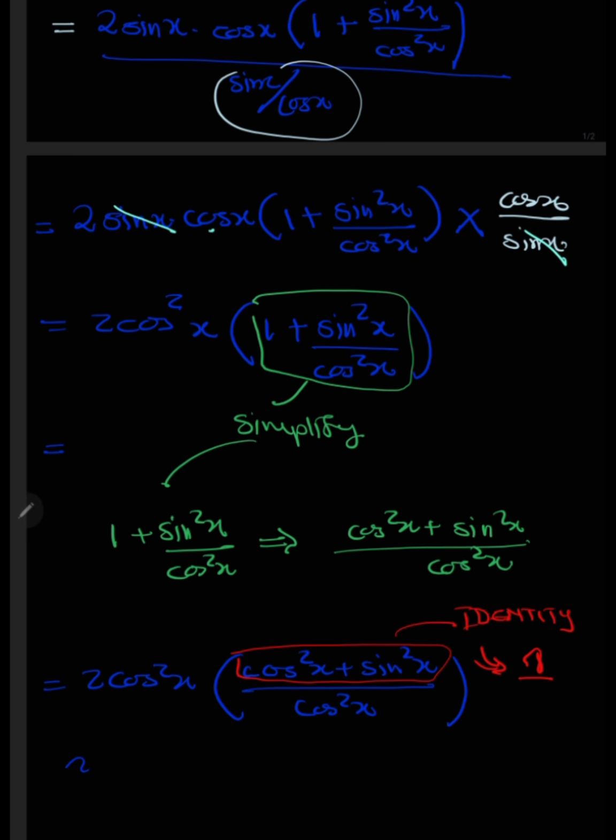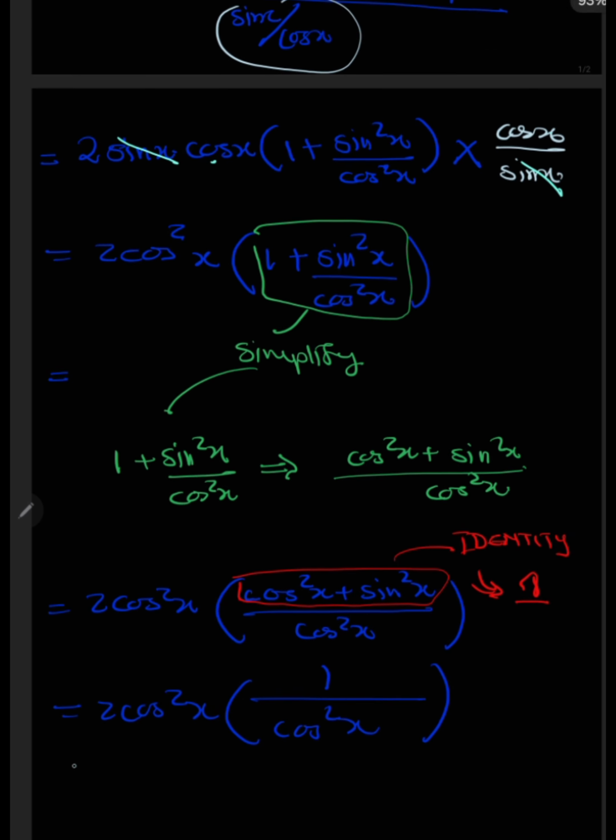So let's plug 1 now into our main expression. 1 over cos squared x. From here, you can multiply. This is much easier. You will have cos squared x over cos squared x. The cos squared x can now divide, and then the resulting answer is 2. Easy, isn't it?